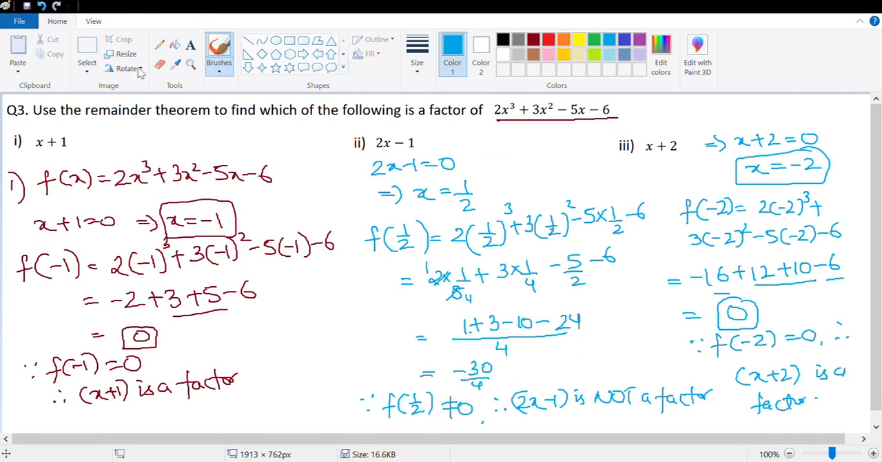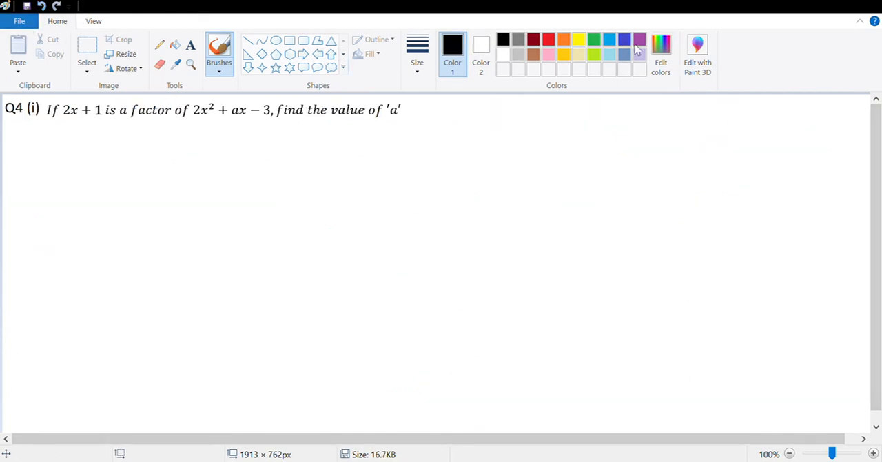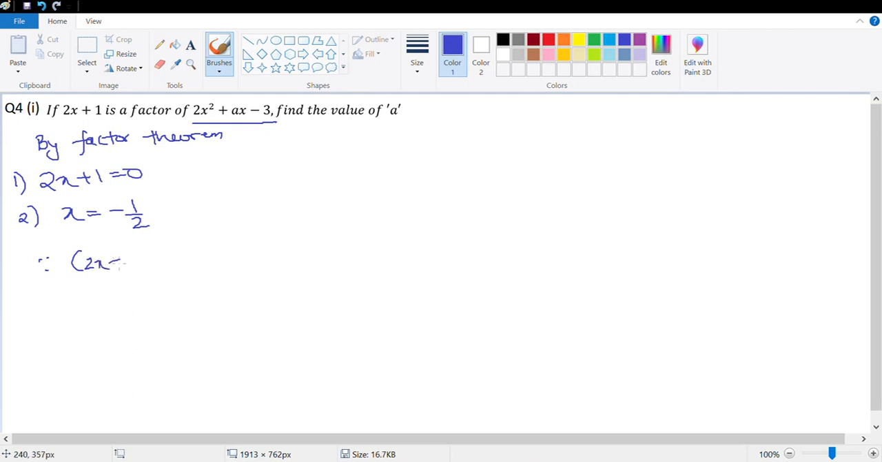The next question that we are doing is question number 4, part 1. It says if 2x plus 1 is a factor of the given polynomial, find the value of a. Okay, let's go ahead and solve it. By factor theorem, we have 2x plus 1 is equal to 0, which means x is equal to negative half. Now, since 2x plus 1 is a factor, therefore f of negative half will be equal to 0.